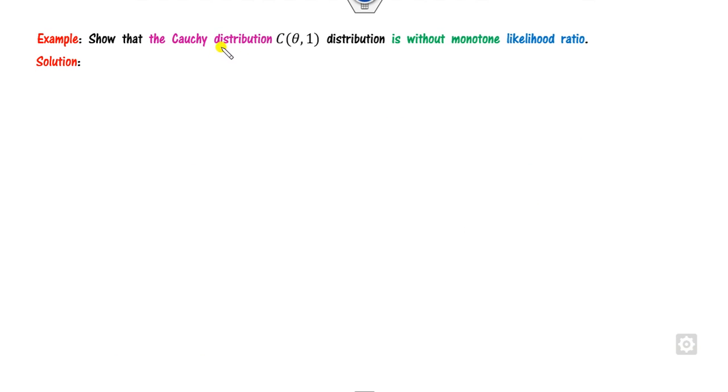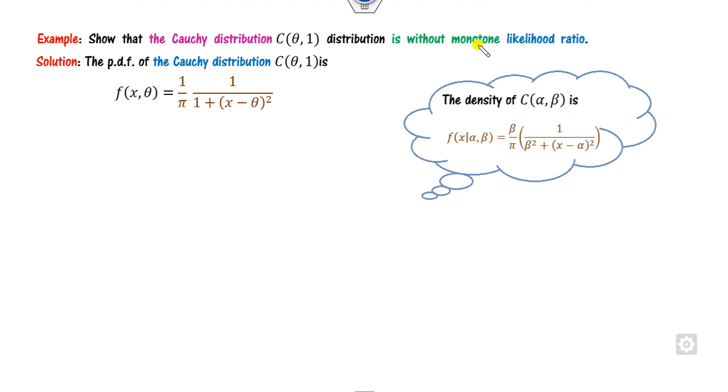Okay, so show that the Cauchy distribution is without the monotone likelihood ratio. We all know that the probability density function of the Cauchy distribution is here. The first parameter alpha is given as theta and beta is given as 1. So if you substitute 1 here, you will get this expression.